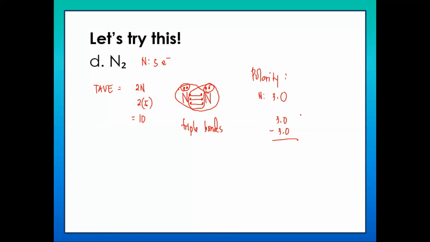Okay? Basta there are 2 elements involved. That's the thing that we have to subtract. Pero for this case, this is diatomic, kaya you subtract it on itself. Okay? So this is 0. So 0 less than 0.5 is your non-polar covalent. Okay. So therefore, your nitrogen gas shows triple bonds. It has 10 total amount of valence electron, and the polarity is non-polar covalent.